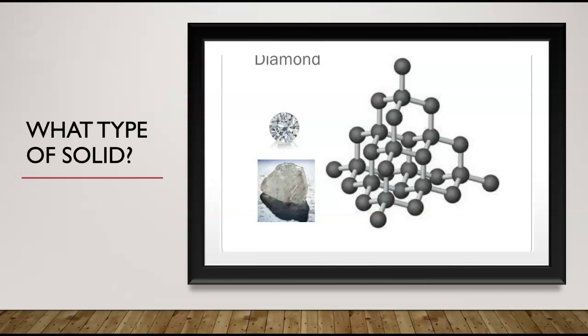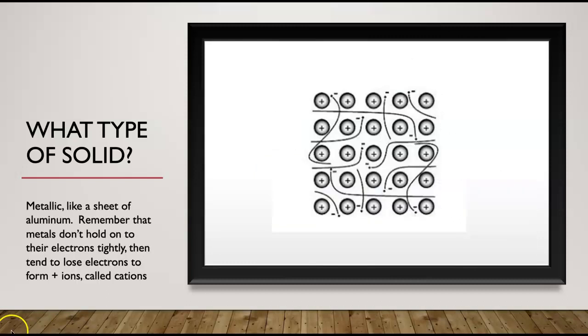Moving right along, let's take a look at some solids, some various types of solids. Of course, a diamond is carbon atoms repeating and repeating and repeating over and over again. And this is a network solid. How about this one? Oh, well, I think I advanced the slide too quickly. So this is a metallic solid.